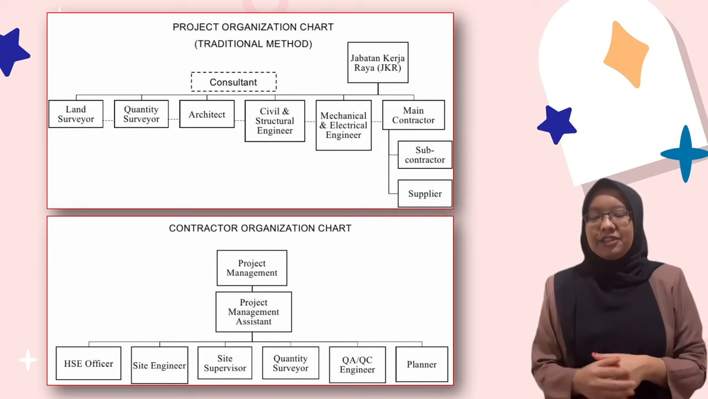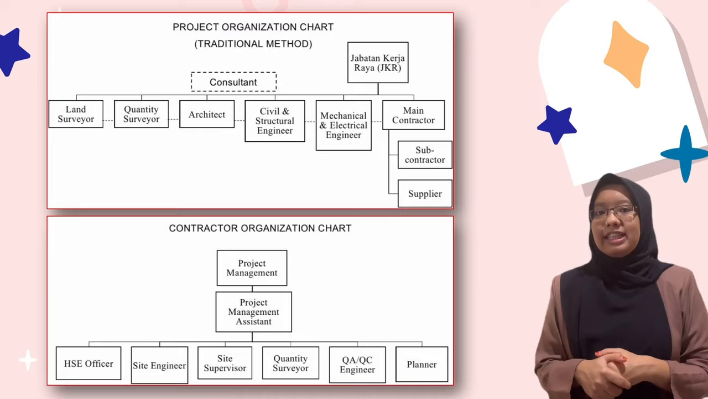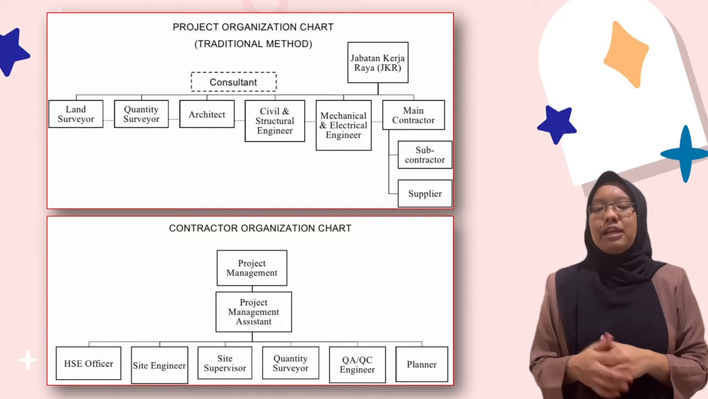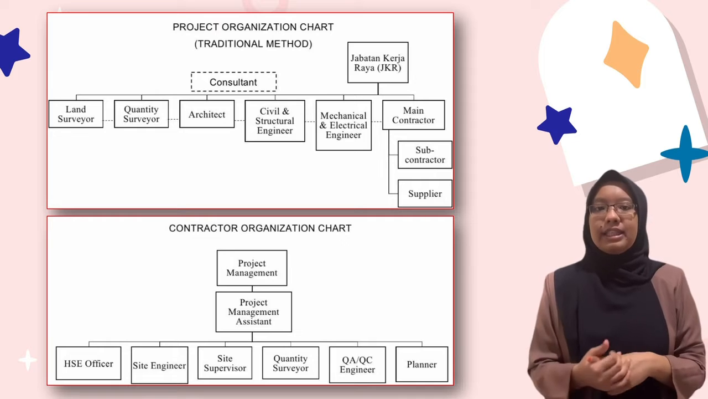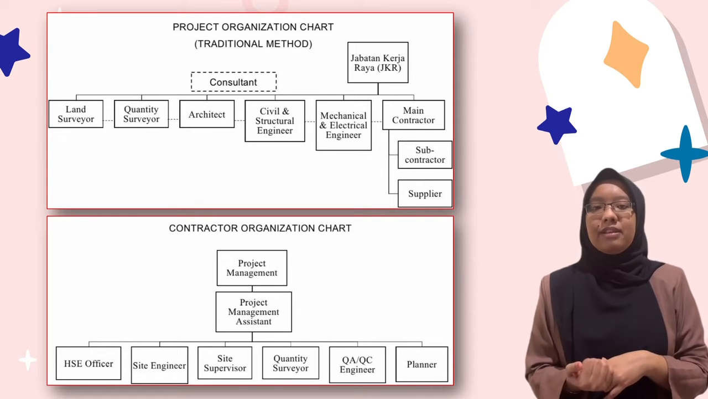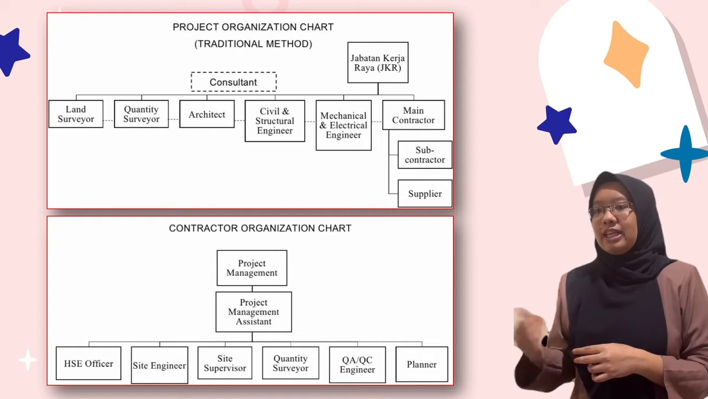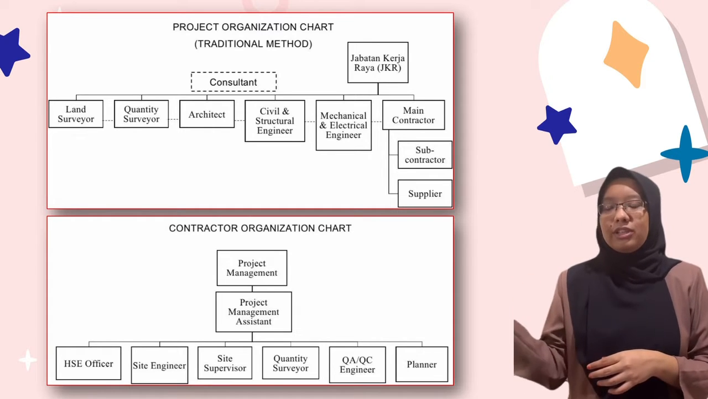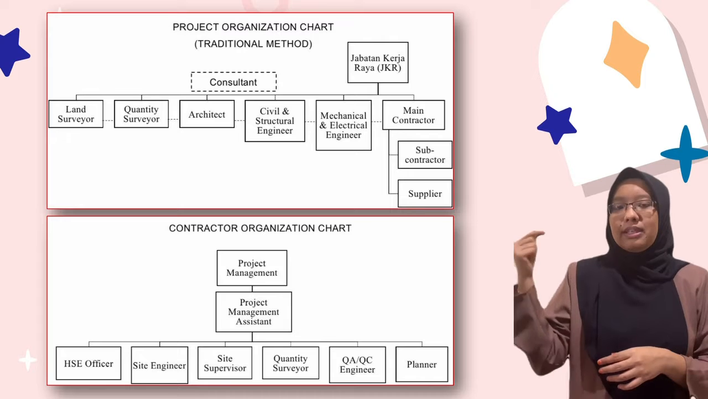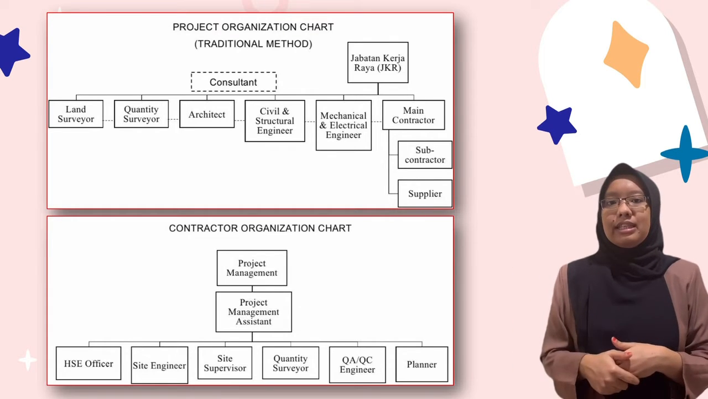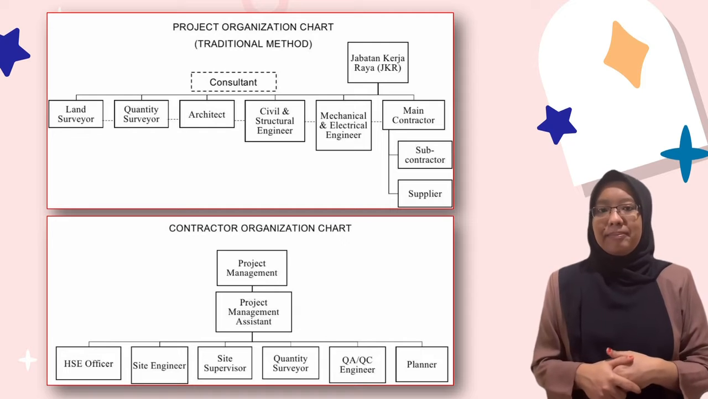Okay, as shown in the slide, Jabatan Kerja Raya is the client or the host, which will be responsible for all the completion, the contract and also the administrative tasks. But between the team consultant and the main contractor, as we can see on the slide, they have a dotted line connected to each other. They still have communication, but it is called unofficial communication between them.